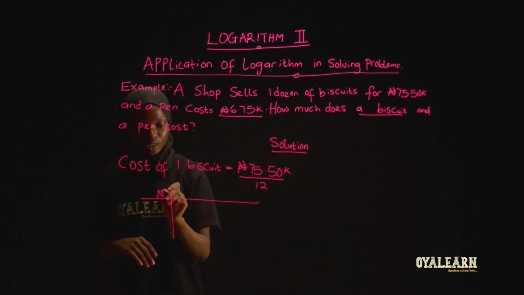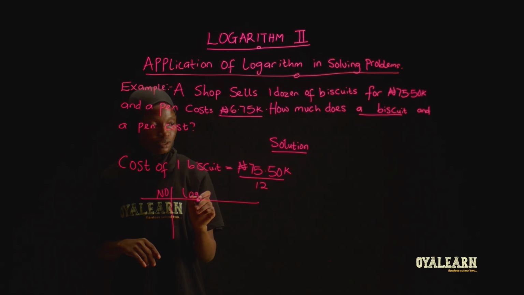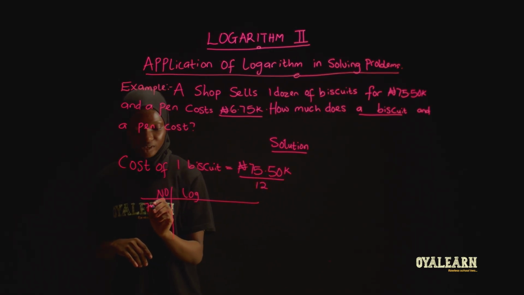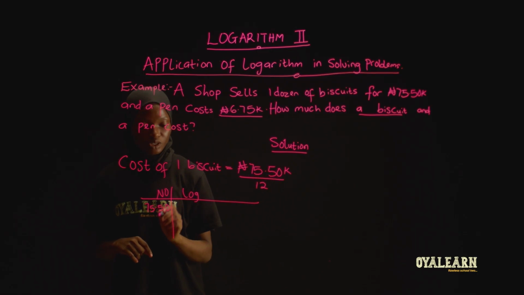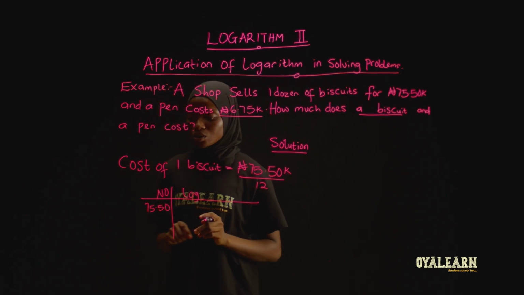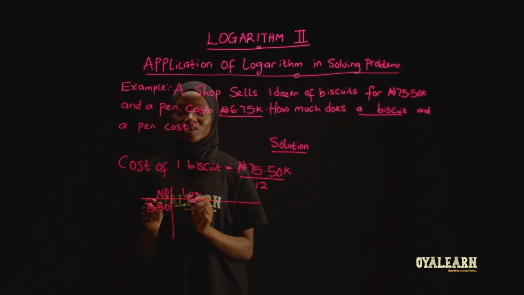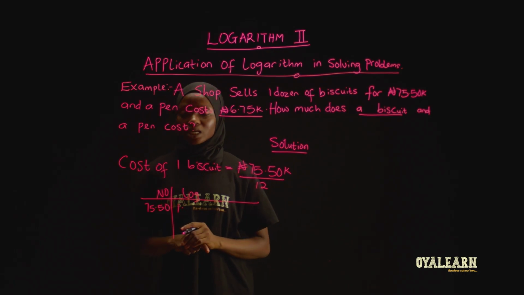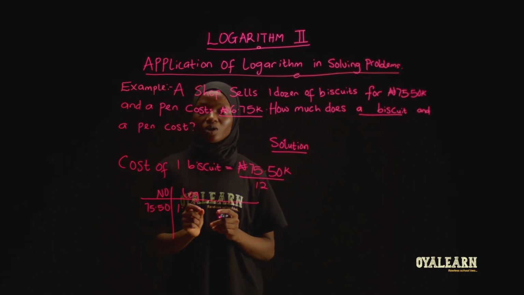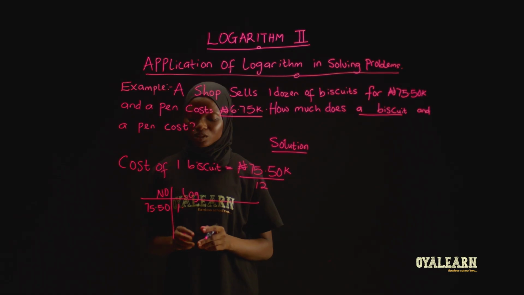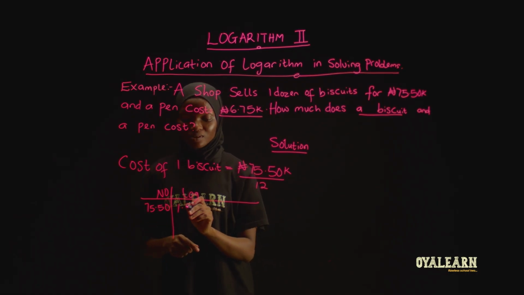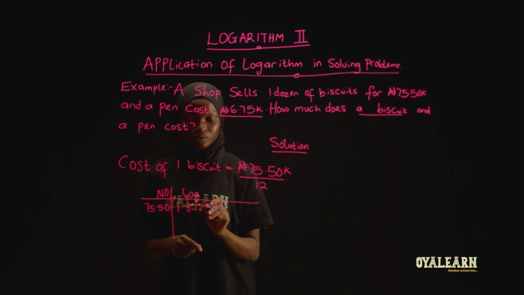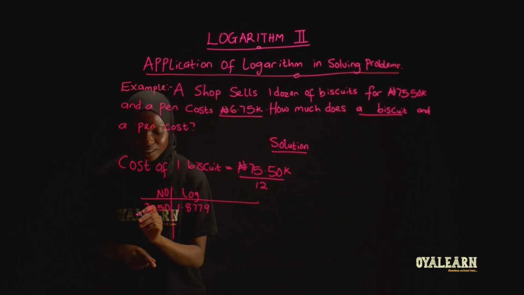Now to do this, we use the logarithm table. We have our number and our log. Write out this number, 75.50. We take the logarithm. You deduct 1 to find the integer, 1 point. Now for the decimal part, you check that in your logarithm table. 75 under 5 difference 0, and that gives us 8779. Then divided by 12.